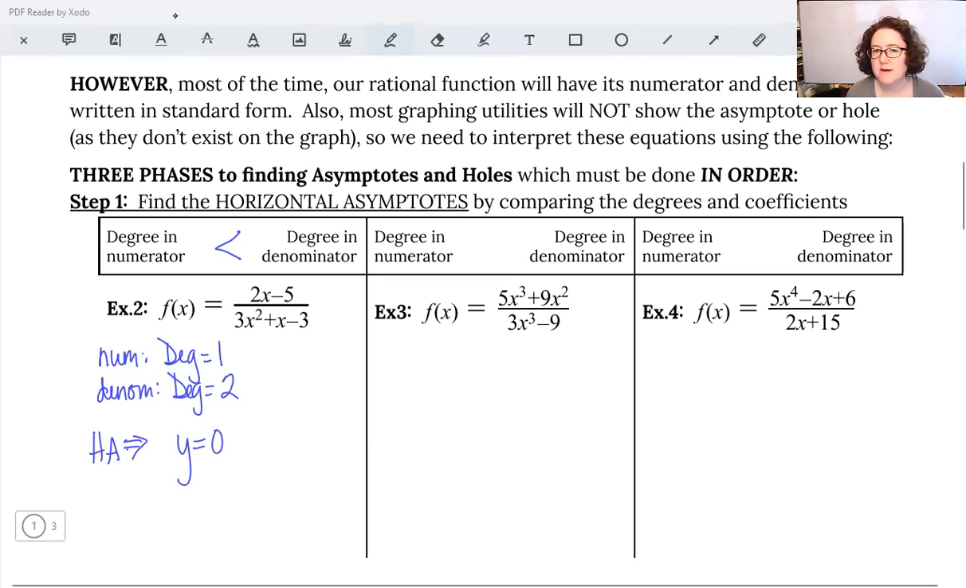And again, you could always graph this out on Desmos calculator to double check. And in fact, if you don't believe me on this one, pause the video or go back and graph that on Desmos after we've checked out these examples.